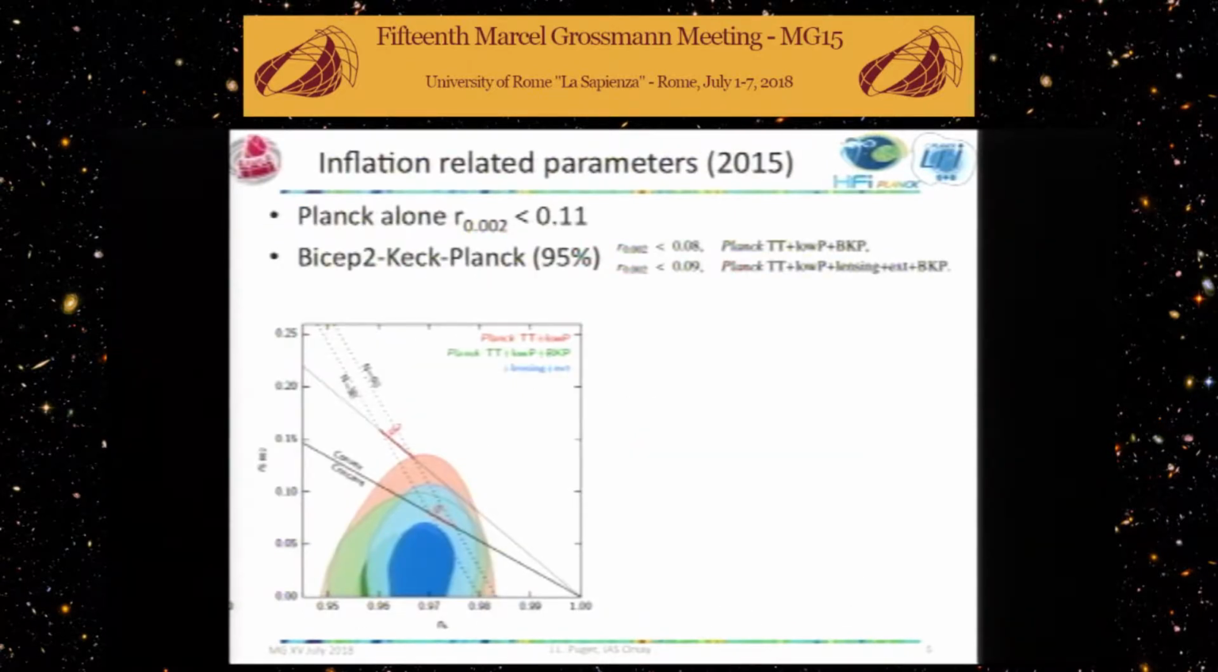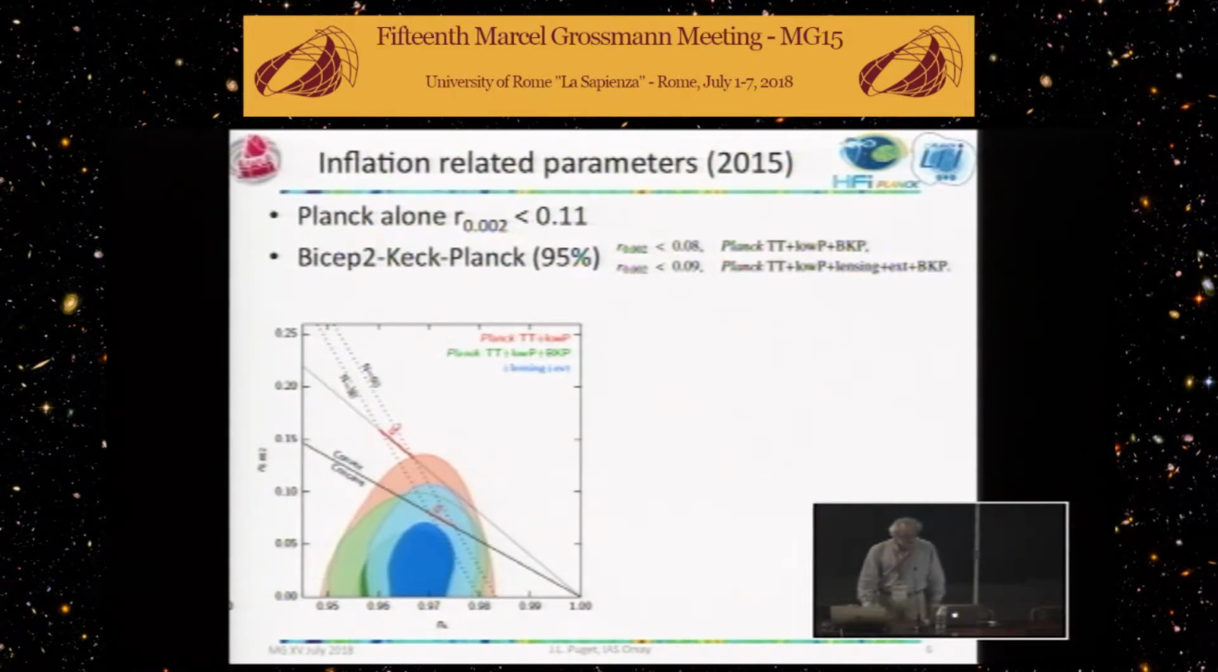So that led to the number I quoted above, and I repeat here: the parameter R is at 95% confidence 0.08 if we combine just TT and the polarization data from the low frequency instrument. And if we add to that the lensing, and of course the Bicep data, it's comparable, it rises a bit to 0.09.